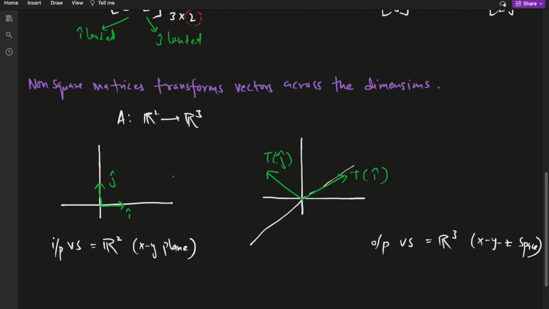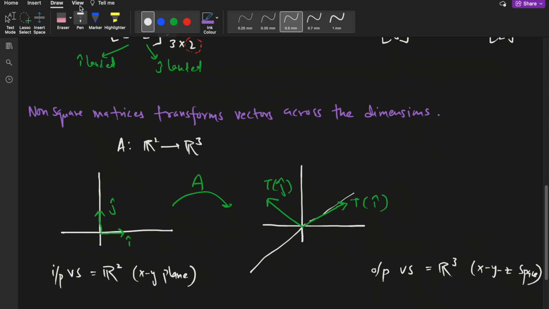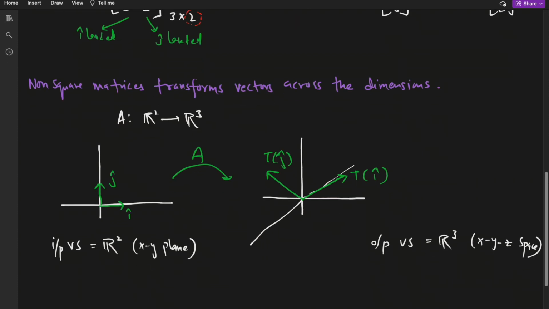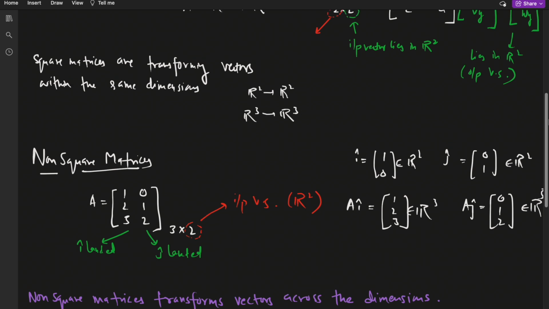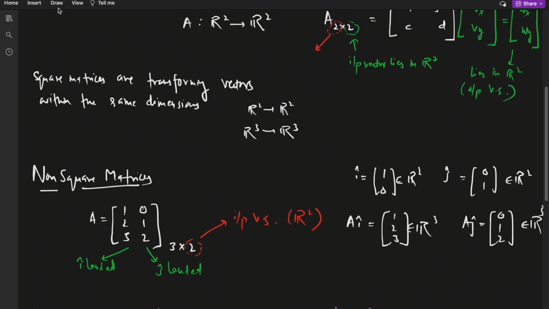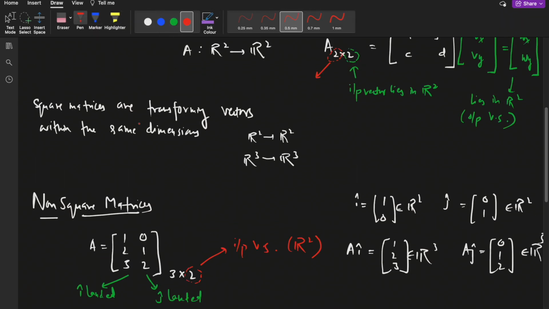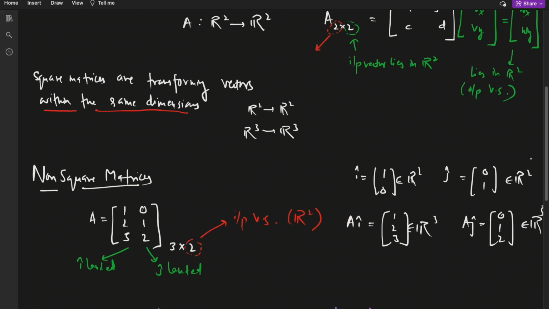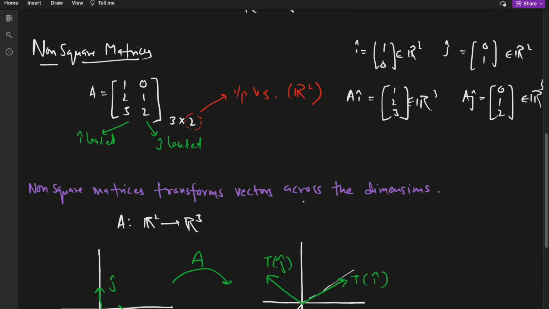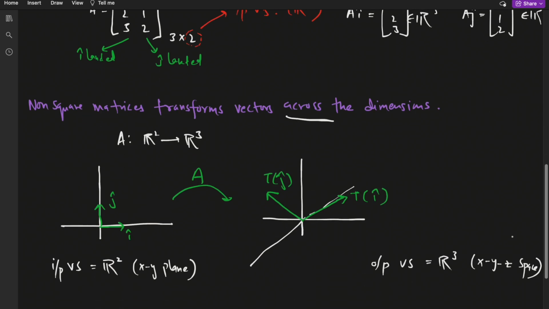So how is it possible? It is done using the matrix A, because A is moving or transforming the vectors across the dimensions, because it is a non-square matrix. Always remember that square matrices transform vectors within the same dimension. Here I mentioned it, right? That square matrices transform vectors within the same dimension, but non-square matrices transform vectors across the dimension. This is important.